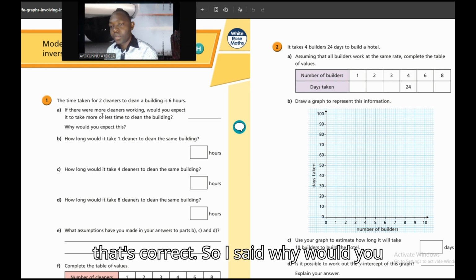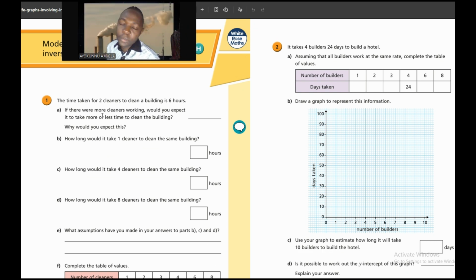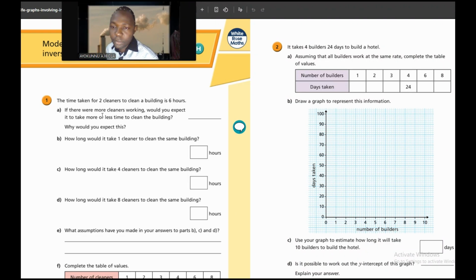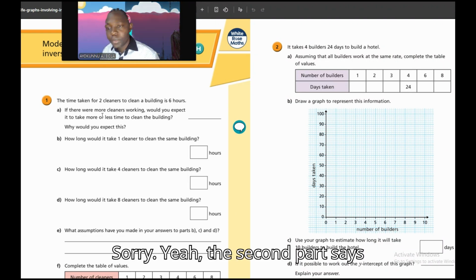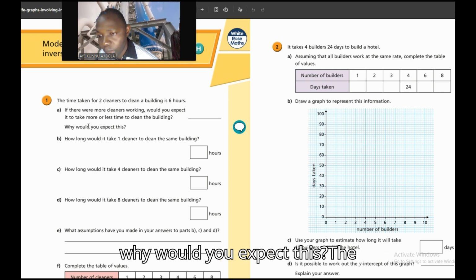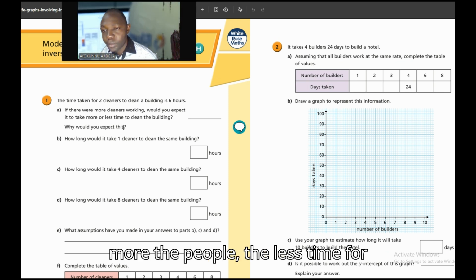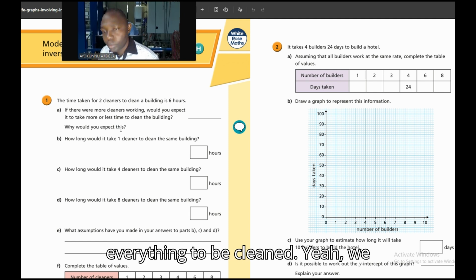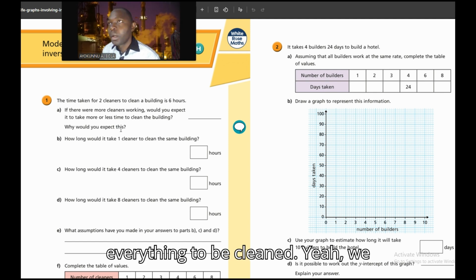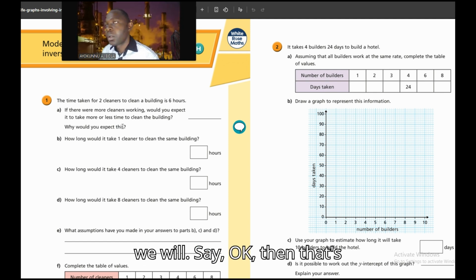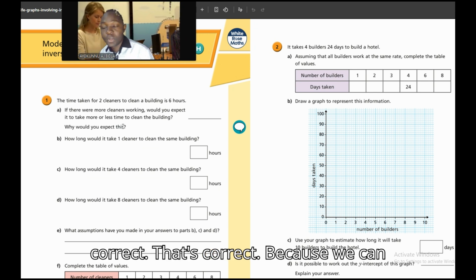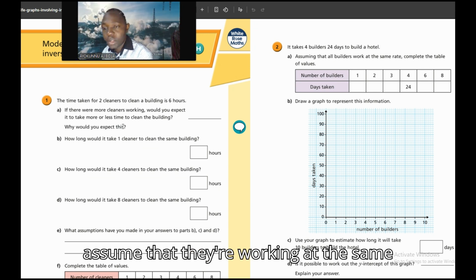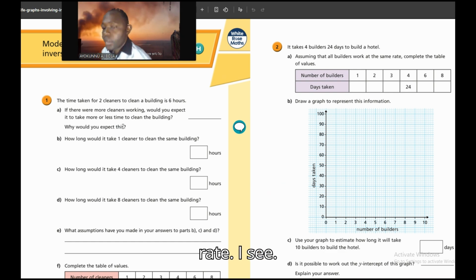Yes, that's correct. So, the second part says, why would you expect this? The more the people, the less time for everything to be cleaned. That's correct because we can assume that they're working at the same rate.